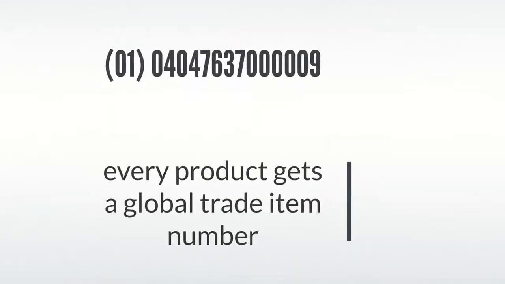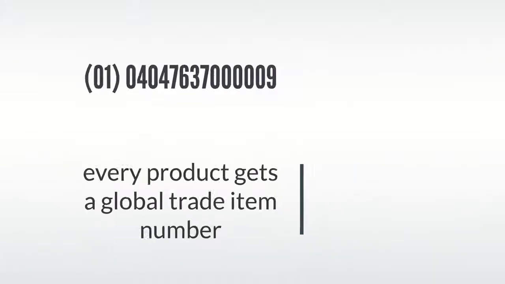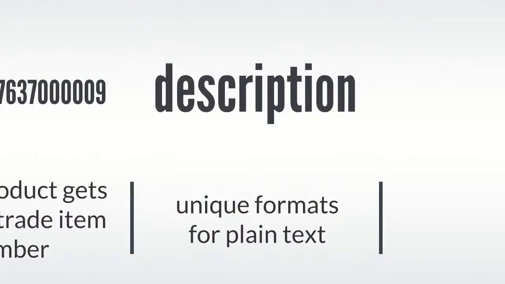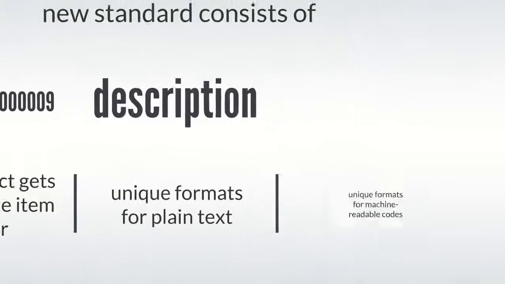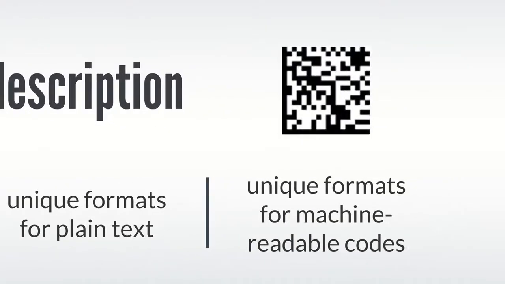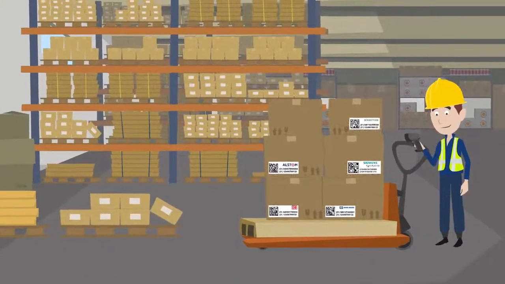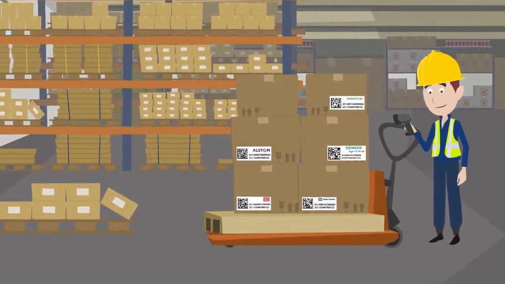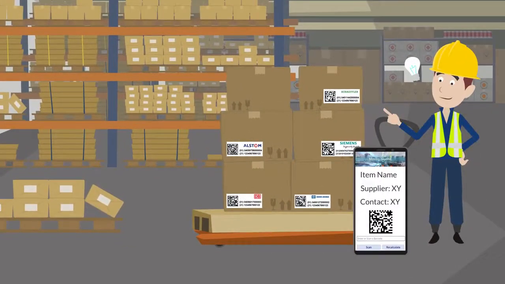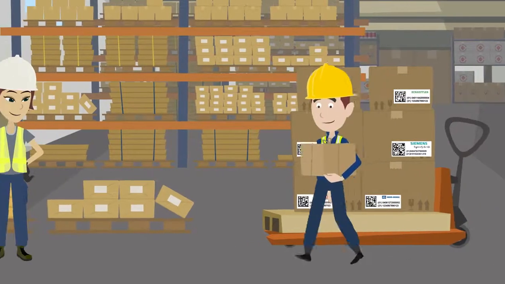Firstly, unique numbers, which means that each part receives a global trade item number from the manufacturer. Secondly, unique formats for plain text, and unique formats for machine-readable codes. This standard makes a GS1 compliant label possible. The information can be displayed in machine-readable and plain text so that everyone can see what information has been coded. By scanning the new label, Max now knows exactly which product it is and his employees as well.